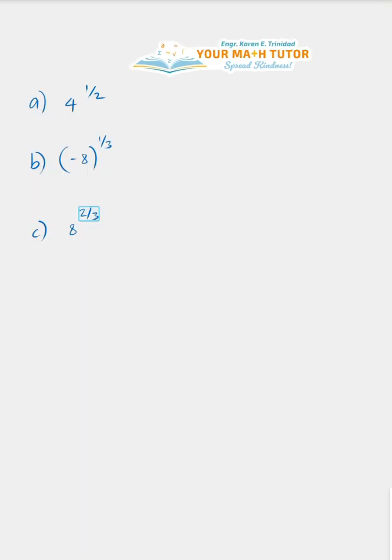For example, we are going to solve 4 to the 1/2. So that is the square root of 4, and the answer is 2. The next is negative 8 raised to 1/3. So that is the cube root of negative 8. That's negative 2 times negative 2 times negative 2 is equal to negative 8. So the cube root of negative 8 is equal to negative 2.